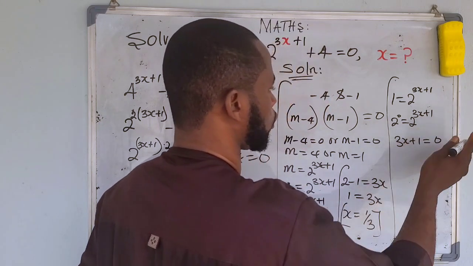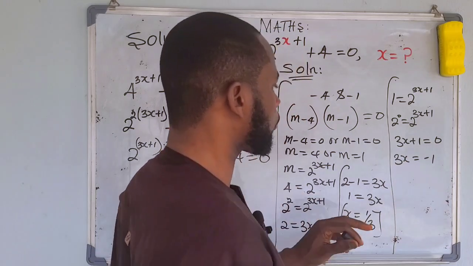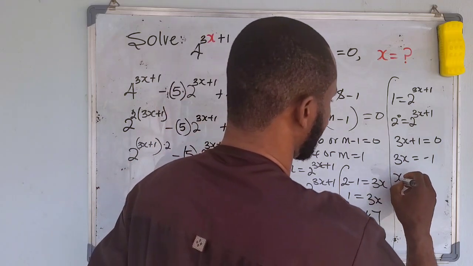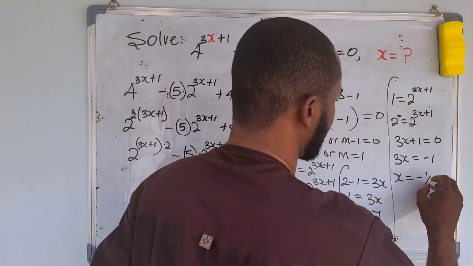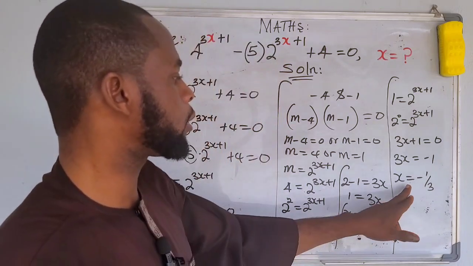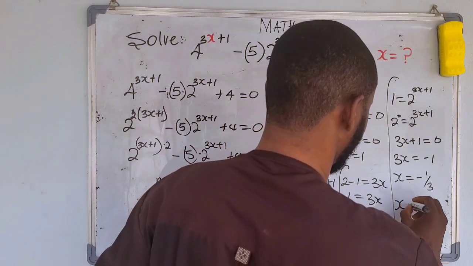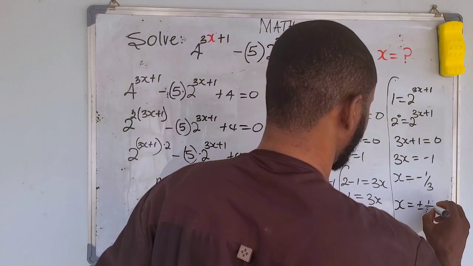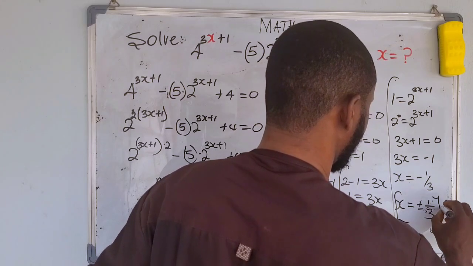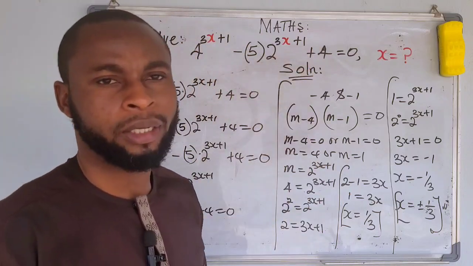Therefore, if you move plus 1 to the right hand side of the equation, it becomes 3x equals negative 1. Then to get the value of x, we divide both sides by 3. That gives x equals minus 1 divided by 3. In this case, the values of x that will satisfy this equation are positive or negative 1 over 3, and these are the values of x that will satisfy this given exponential equation right here.